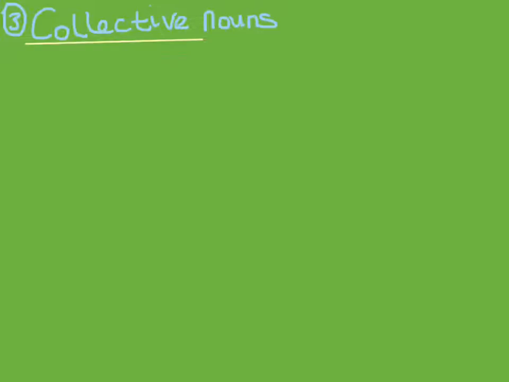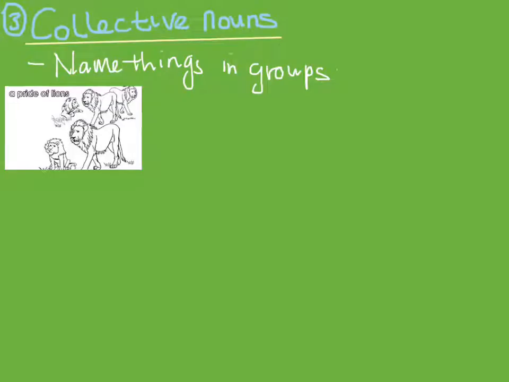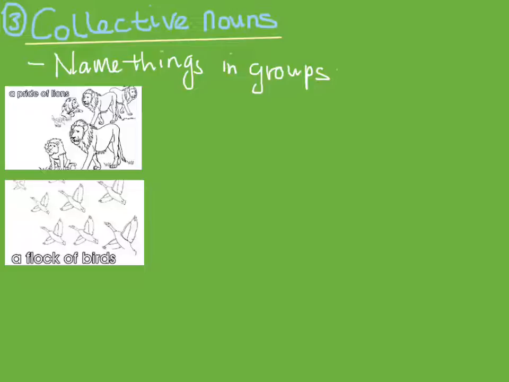Let us look at the next set of nouns, called collective nouns. They name things in groups. You can say a pride of lions. That is a collective noun, because so many lions put together are called a pride of lions. You can also name a flock of birds, so many birds flying together. You can also talk about a flight of butterflies. So many butterflies together are called a flight, and that is also a collective noun because it gives a name to a group of things put together.